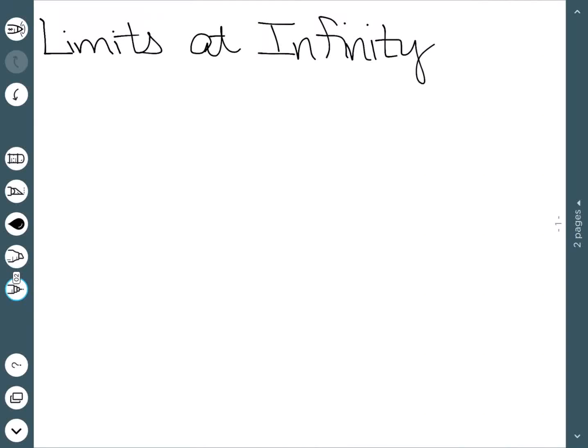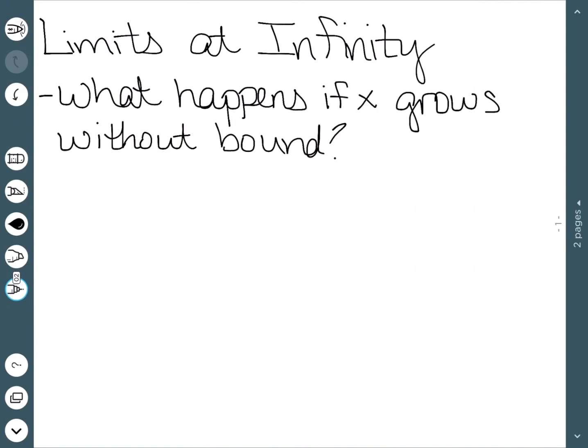Now that we have a better idea of limits, we'll talk about what happens for limits at infinity. So first, what exactly does this mean? We're looking to try to figure out what happens if x grows without bound. So the idea is, what's exactly happening at the far ends of our graph?